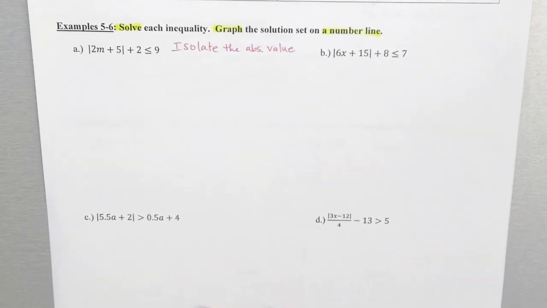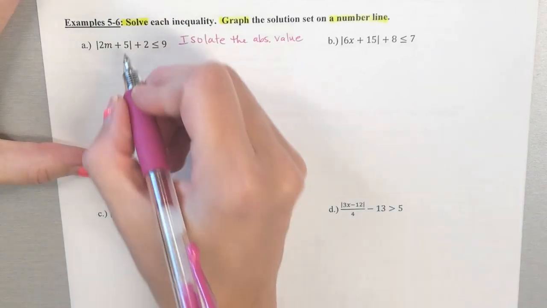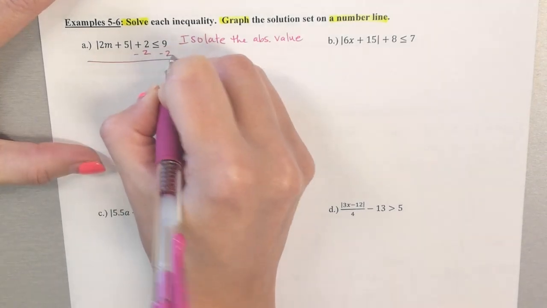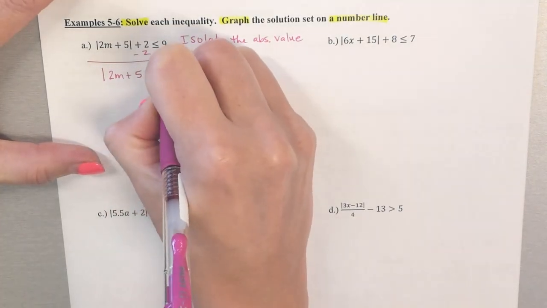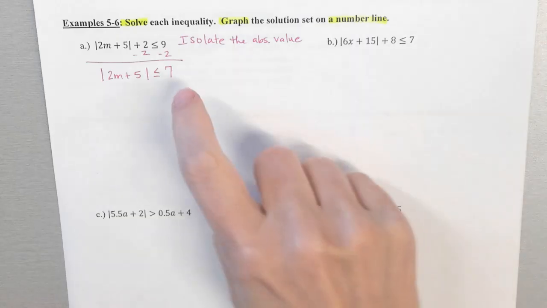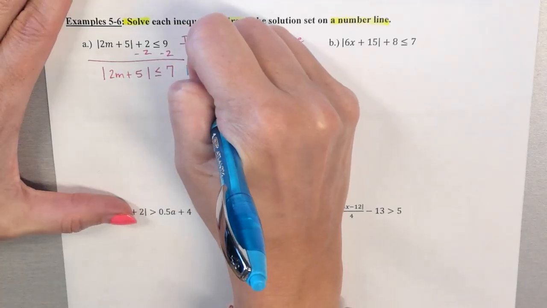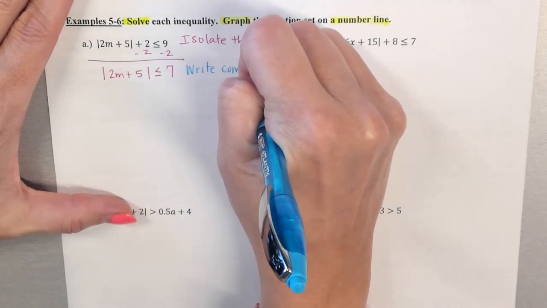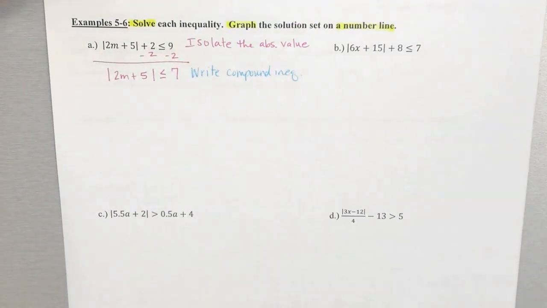Okay, so you might be able to do that first step without me based on what we did yesterday. So you do have to move something over to get the absolute value by itself. So you can go ahead and do that step. Okay, and then once you have this alone, then you want to write the compound inequality. Okay, so you can use your chart up here.